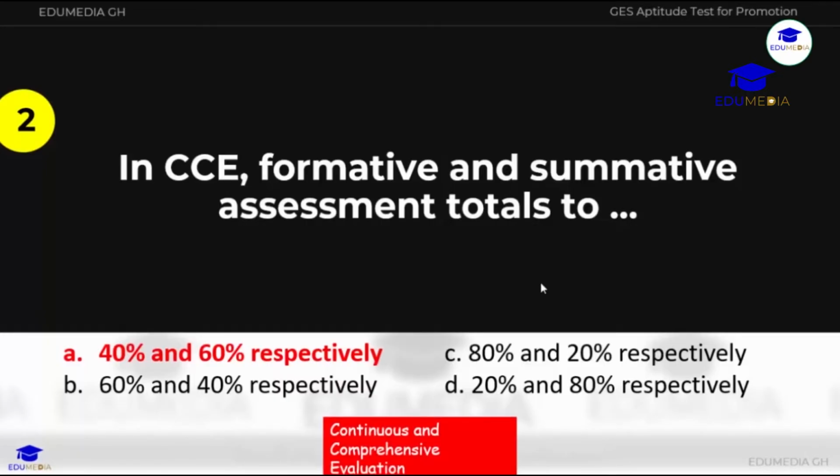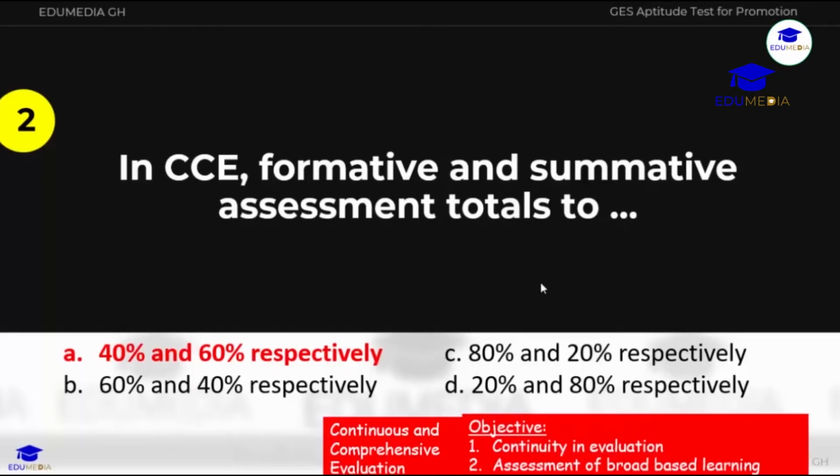It refers to a system of school-based assessment that covers all aspects of student development. It emphasizes on 2 objectives: continuity in evaluation and assessment of broad-based learning. One of the points on the CCE indicates that formative assessments should total 40% and summative assessments should total 60%.